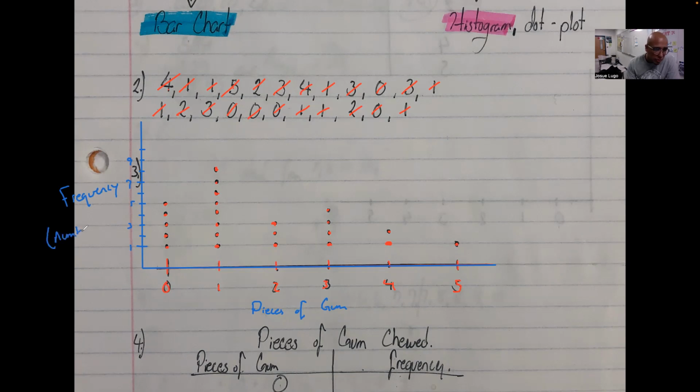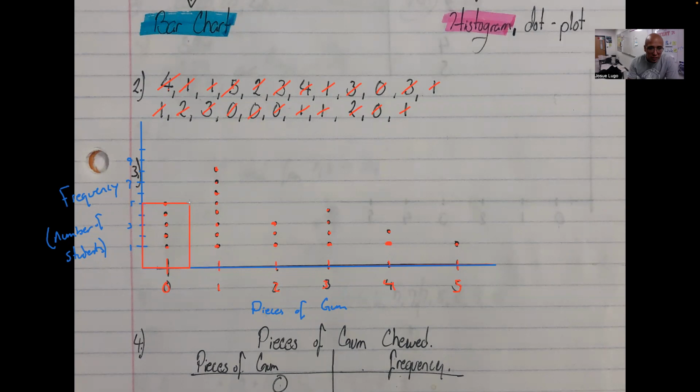Number of students. How frequently do we see this happening? How frequently do we see 0 happening? Well, that happens 5 times. Anyways, so we're going to use this information to make a histogram. So again, how frequently do 0 pieces of gum get chewed? It is 5 times. It is 5 students. So 0 happens 1, 2, 3, 4, 5 times. Notice that the bar, so to speak, goes as high as the number 5.